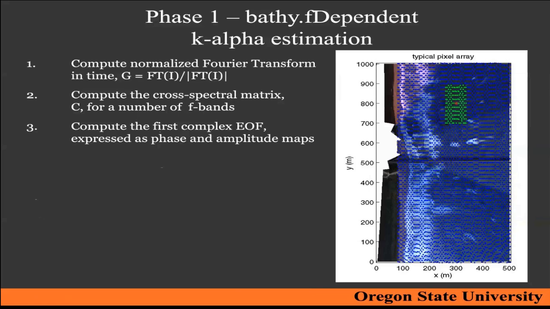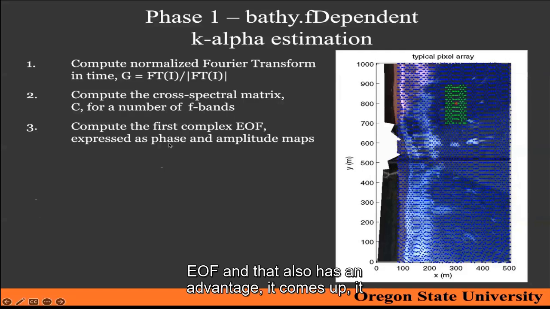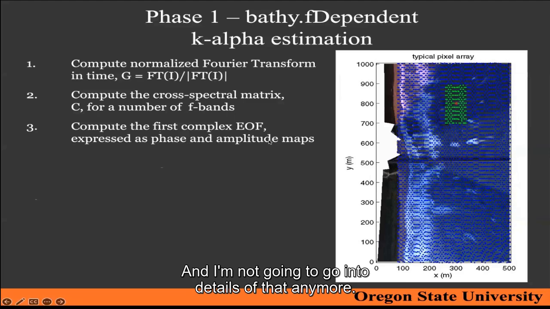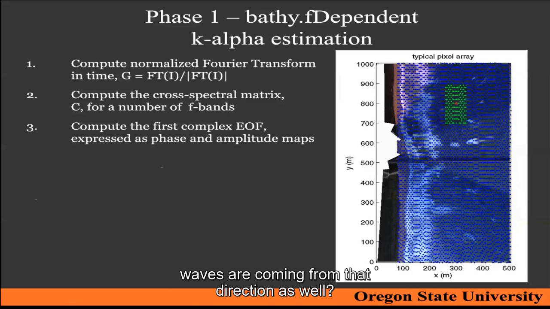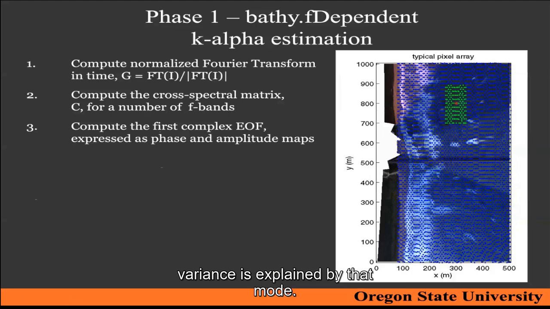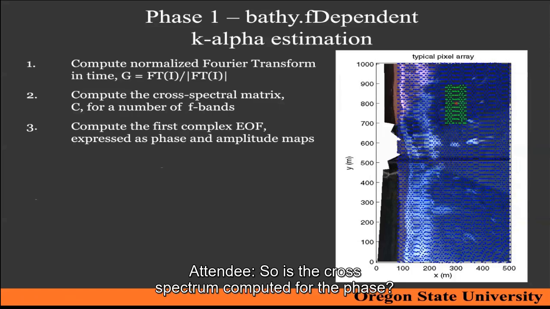That may be confusing. But on an open beach where it's just incoming waves, you do an EOF. That also has an advantage. It produces a phase and amplitude map of the EOF. And I'm not going to go into details of what an EOF is. In that case, does it tell you what percentage of the waves are coming from that direction as well? It tells you what fraction of the cross-spectral matrix variance is explained by that mode. Okay. Yeah, that's the eigenvalue, lambda. So the cross spectrum is computed from the phase data?